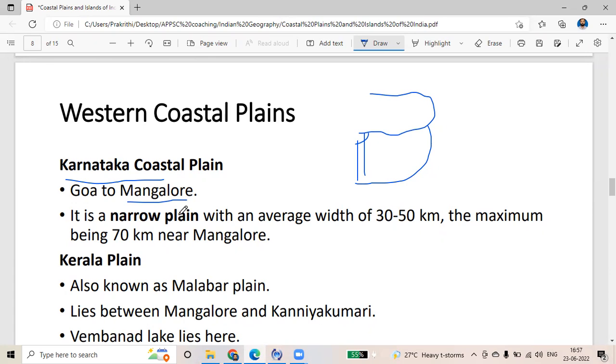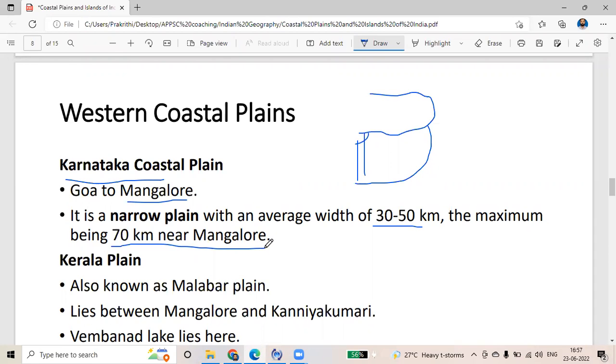It is a narrow plain, with an average width of 30 to 50 kilometers, and the maximum will be about 70 kilometers in Mangalore. We have the Mangalore port in this area. Important Mangalore port is in this area.